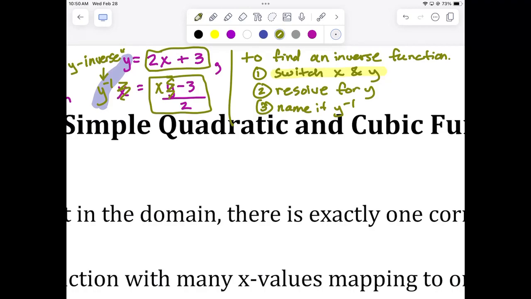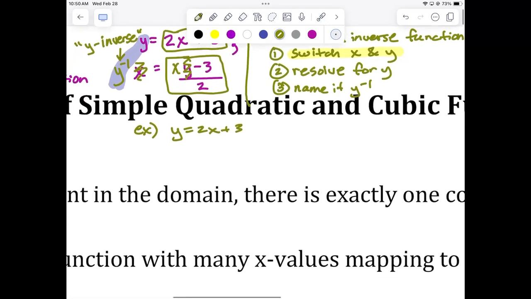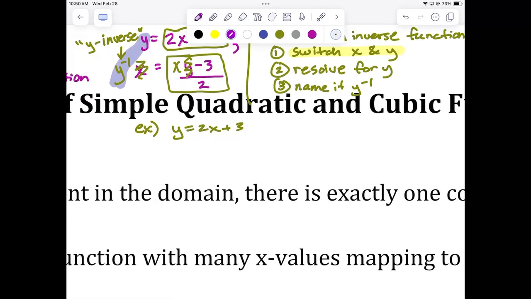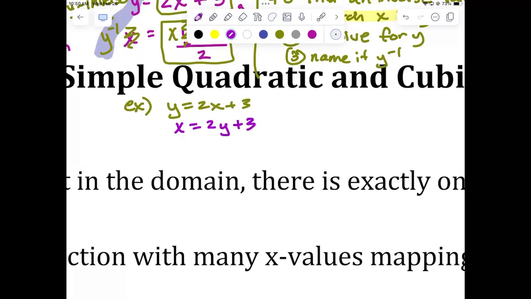Now let's see if that works for 2x plus 3. Here's an example. Let's start with y equals 2x plus 3. We got the inverse function intuitively. Let's see if we can get it algebraically. What's the first step? Switch x and y. So I get x equals 2y plus 3. Now, how would you solve for y? What would be the first thing you do if you solve for y?